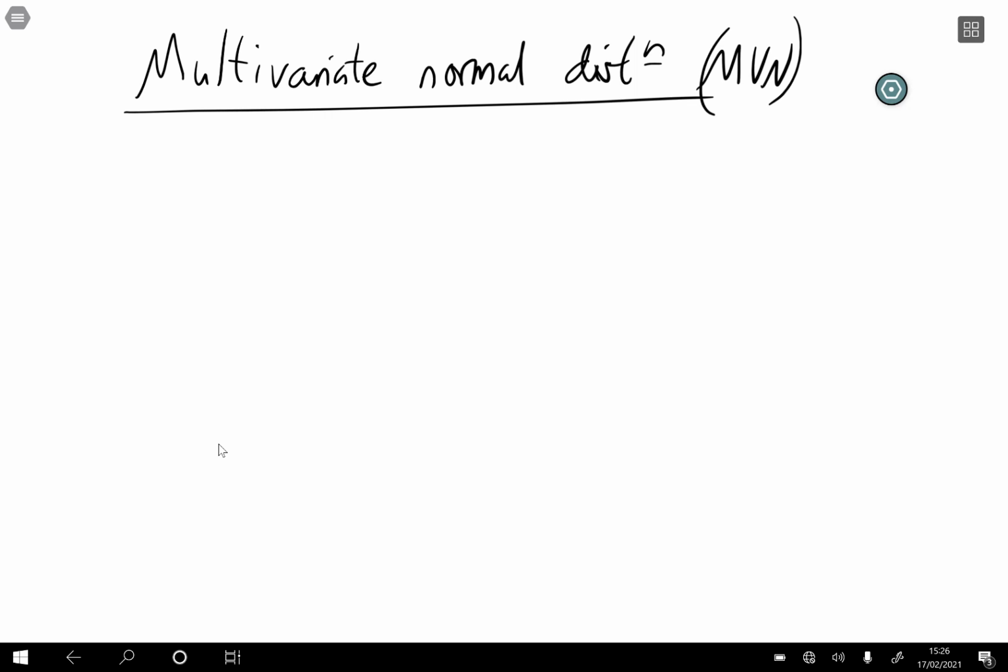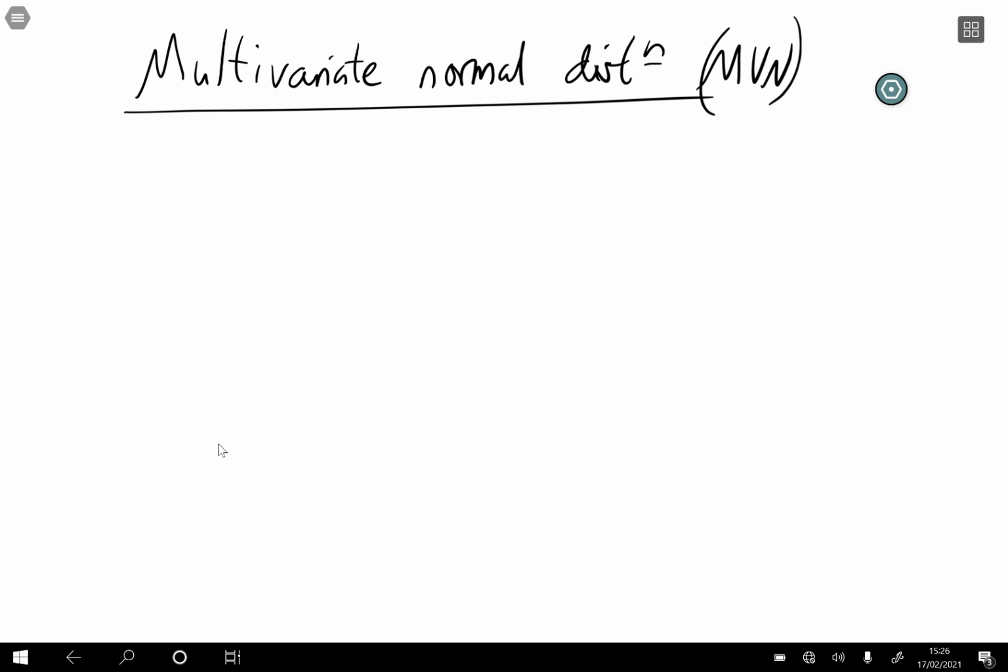So this chapter is all about the multivariate normal distribution. We'll start by introducing the multivariate normal, then we'll talk about some distributions that derive from it, such as the Wishart distribution and Hotelling's t-squared distribution, and then finally we'll talk about how to do hypothesis tests based around the multivariate normal distribution.